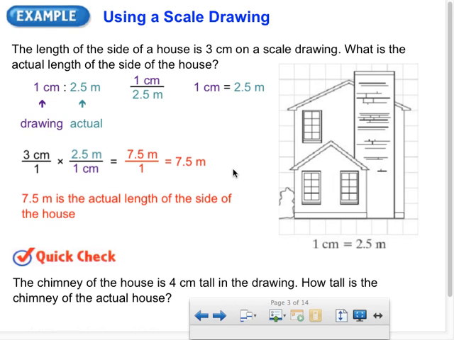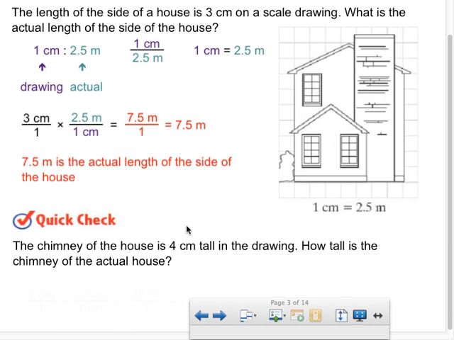Okay. So I use this relationship, but again, you have to be careful about how you're going to use the relationship. Because just like 1 centimeter equals 2.5 meters, 2.5 meters equals a centimeter, so I could rewrite that ratio. Okay? Does that make sense?